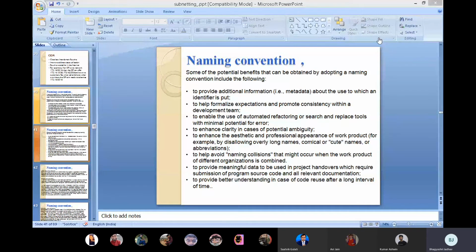To provide better understanding in case of code reuse after a long interval of time. Suppose we are writing a program in Java or in C. If we want to do addition, then we give an add function. Then add shows us we are doing addition. If we are doing subtraction, then we take sub, shortly, and we can recognize that yes, we are doing this part. Such is naming convention in a network.